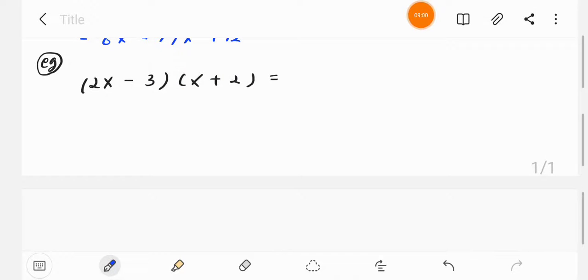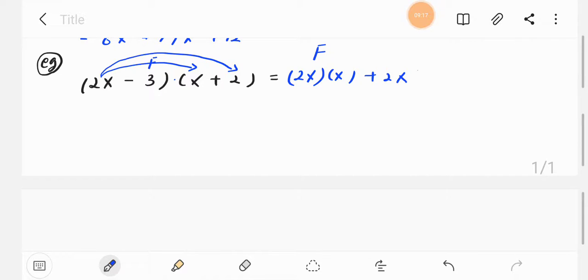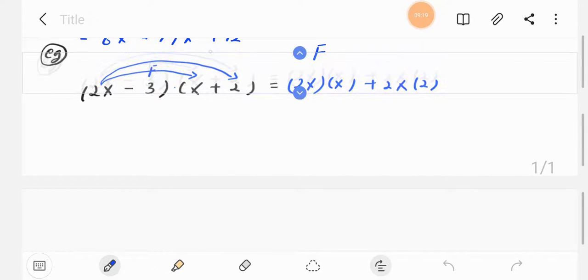Okay, now let's multiply these two. So first of all, multiply the first terms. There will be 2x times x. So this is the first terms, right? And then multiply the outer terms, plus 2x times 2. So this is the outer term.